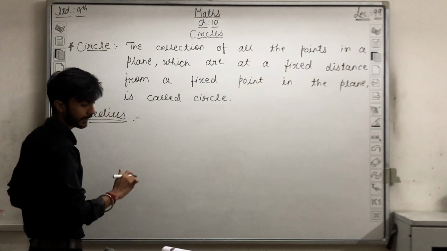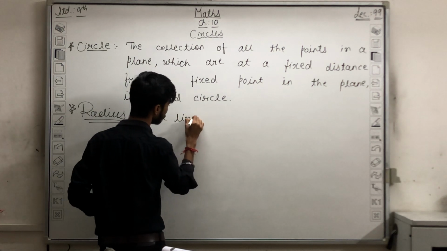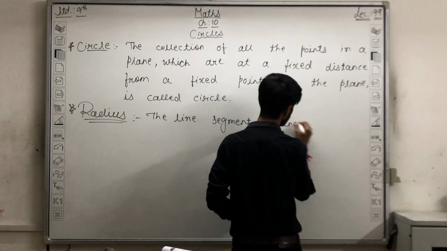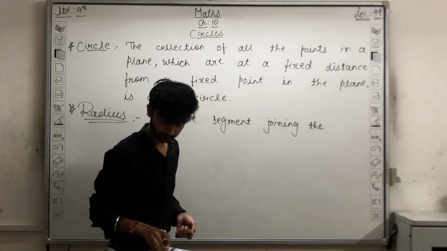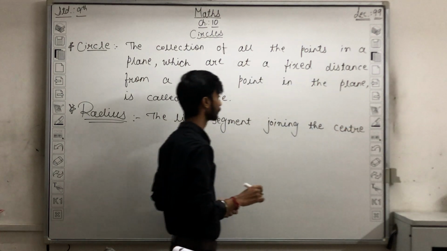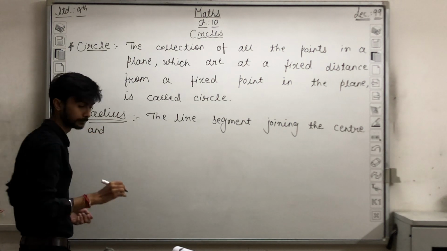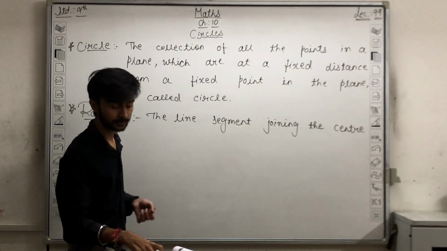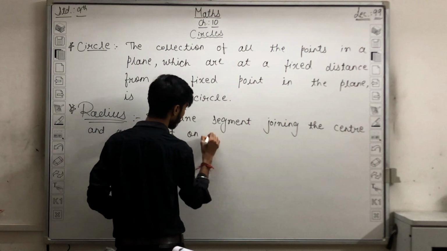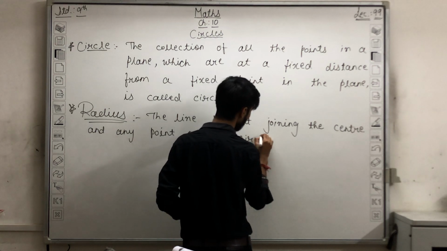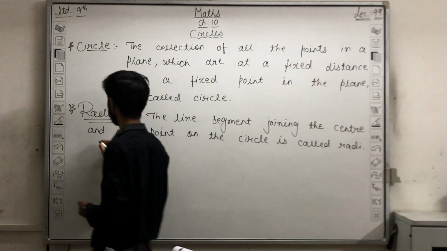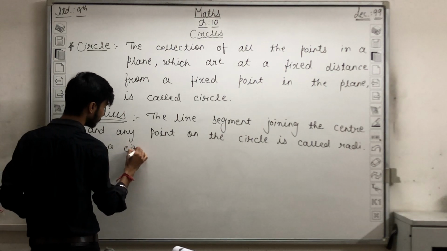Okay, the line segment joining the center and any point on the circle is called the radius of a circle.